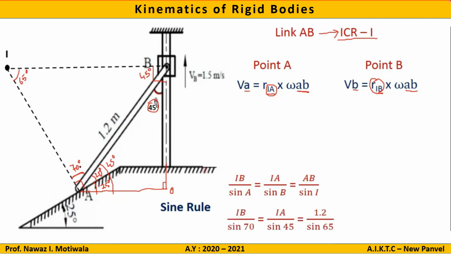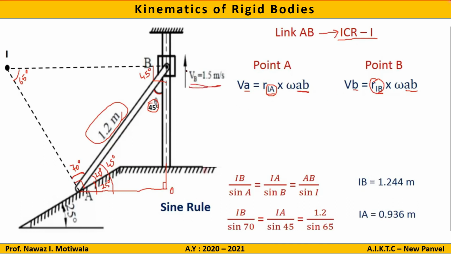Thus, substituting all the angles and the value of 1.2 for AB which was given in the question, I will get the answer for IB as 1.244 and IA as 0.936 meters. Now what I will do, I will just substitute these values and the value given in the question, that is VB equal to 1.5, in these particular equations.